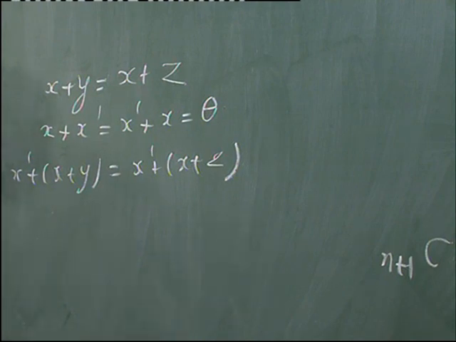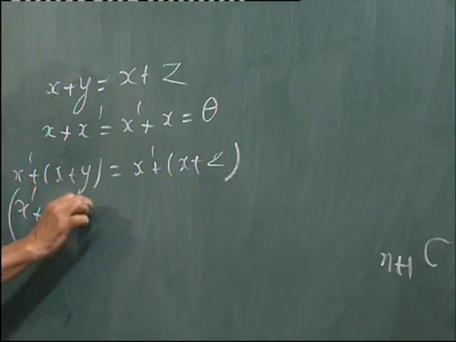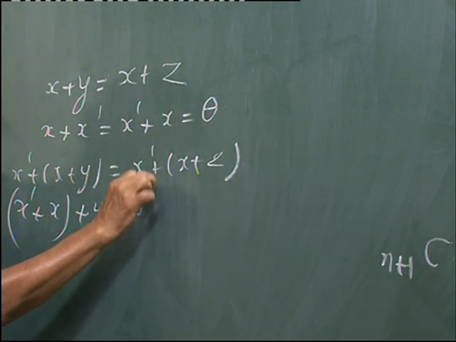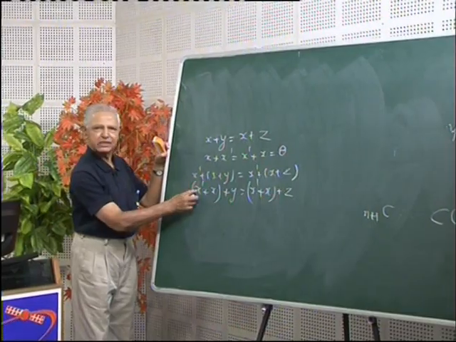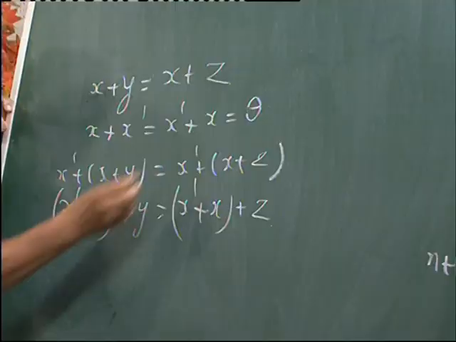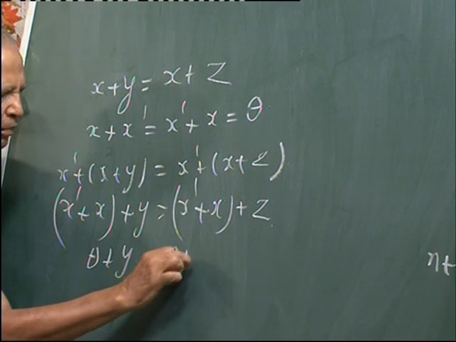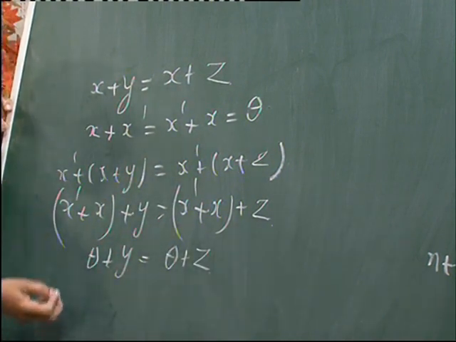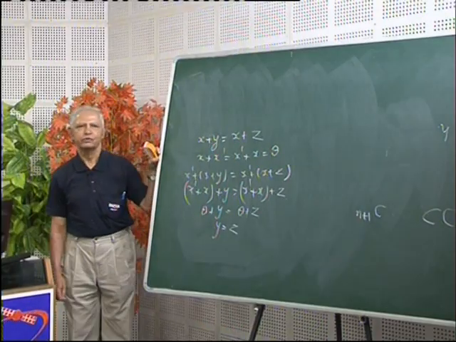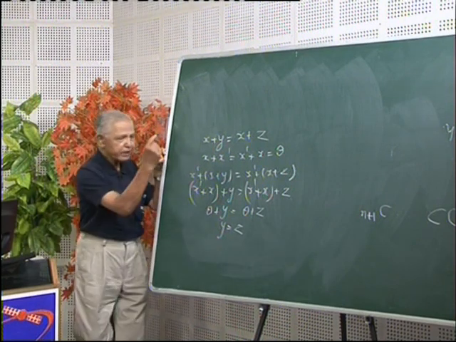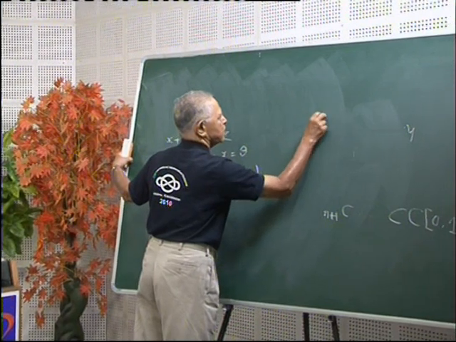Applying the associative property here, we get x' + x + y = x' + x + z. But x' + x is nothing but the 0 vector, and so 0 vector + y = 0 vector + z, and applying the third property, what we get is y = z. Now, using this property, we prove that the 0 vector is unique.